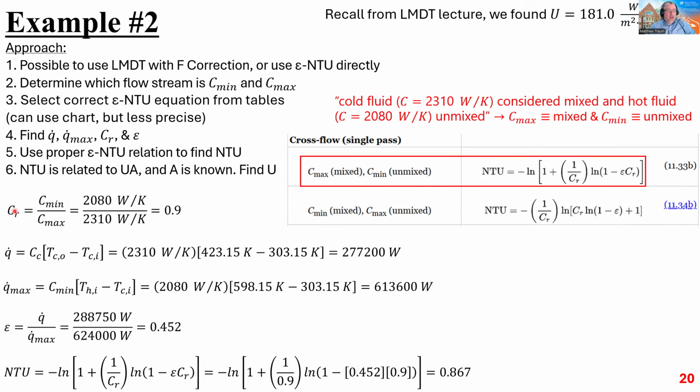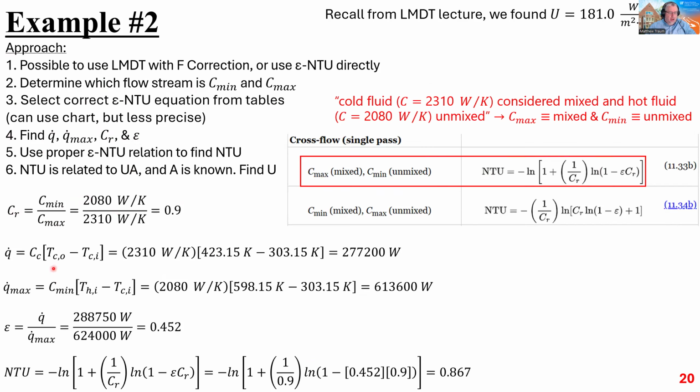So here we are. CR, which is the ratio of Cmin to Cmax, is 2080 divided by 2310 watts per Kelvin. It's dimensionless, it's a ratio. It's 0.9 when you do the math.